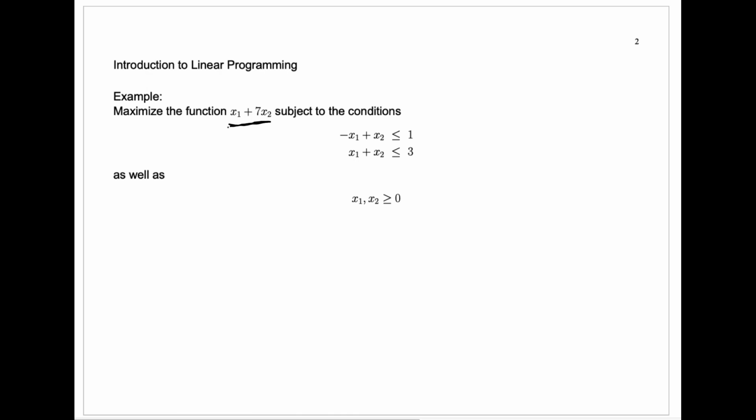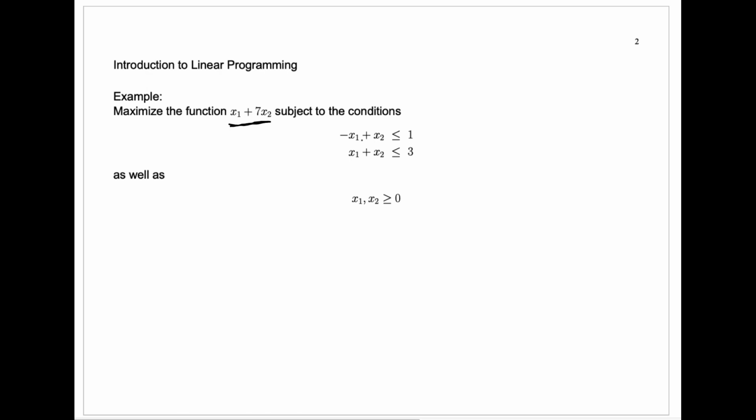And we want to maximize that function subject to some constraints. These conditions we refer to as the constraints. And these constraints should be linear inequalities. It's important that everything be linear, of course. This is linear programming. And the constraints should be inequalities.